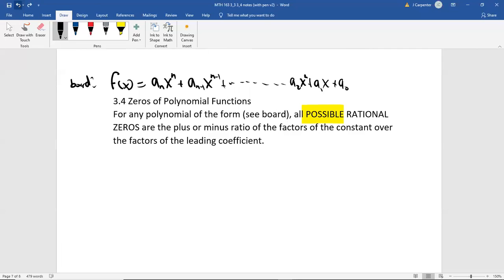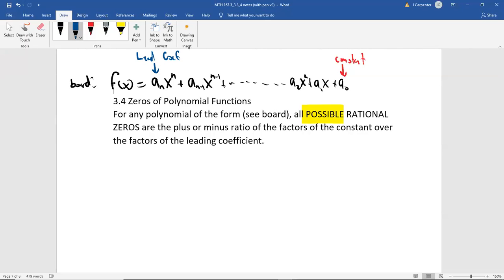So for all polynomials of this form, just an expanded polynomial in descending order, all possible rational zeros, all the numbers that you might have to test, you'll have to test some of them, maybe not all of them, are plus or minus the ratio of the factors of the constant. So our constant is back here, of course, over the factors of the leading coefficient. And there's our leading coefficient.